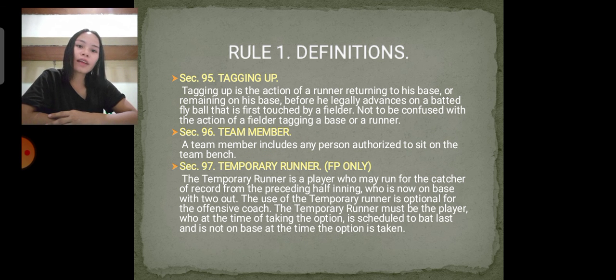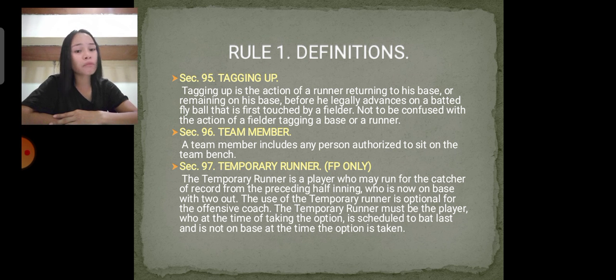95. Tagging up. Tagging up is the action of a runner returning to his base or remaining on his base before he legally advances on a batted fly ball that is first touched by a fielder. Not to be confused with the action of the fielder tagging a base or a runner. Section 96, team member. A team member includes any person authorized to sit on the team bench.